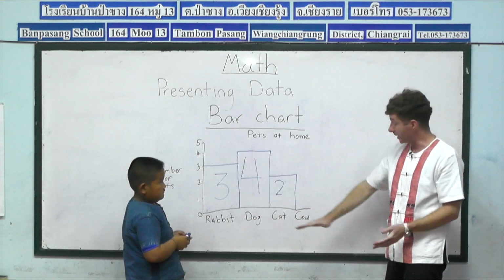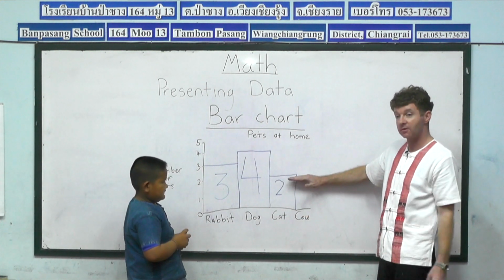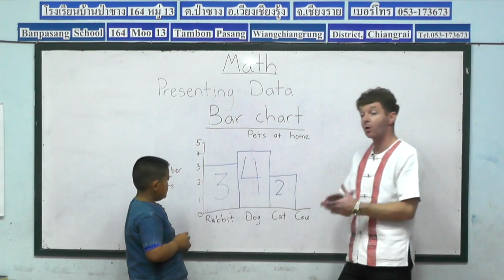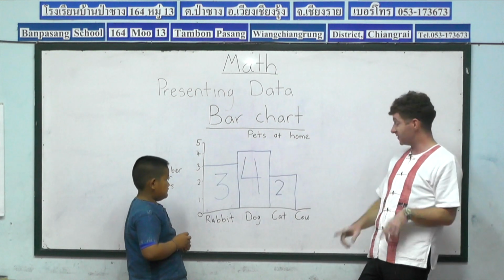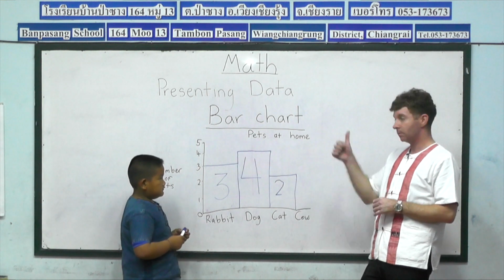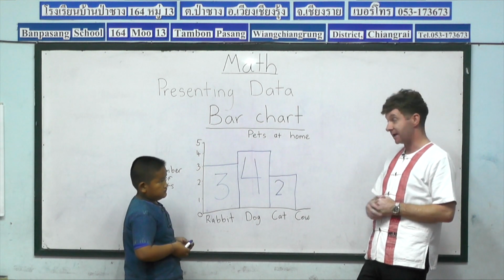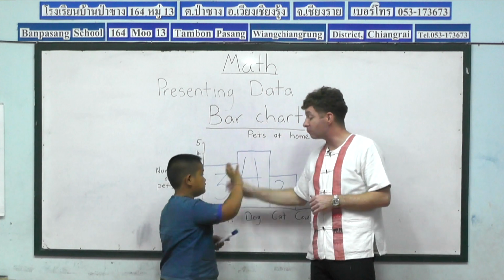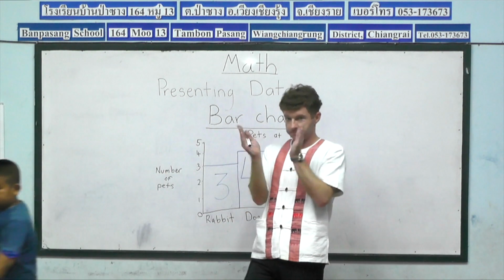You see, by looking at the information on our bar chart, we can get the correct number. So one more time, cats, 2. Perfect. Net, that was excellent. High five. Big round of applause for Net.